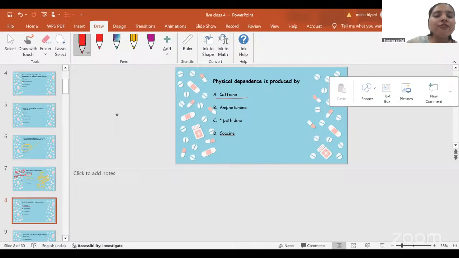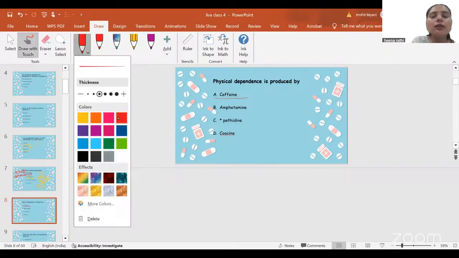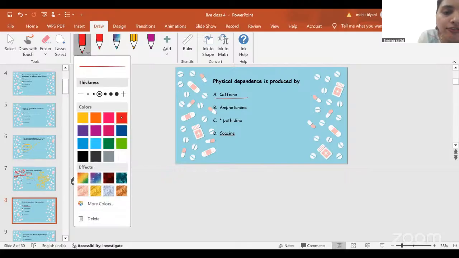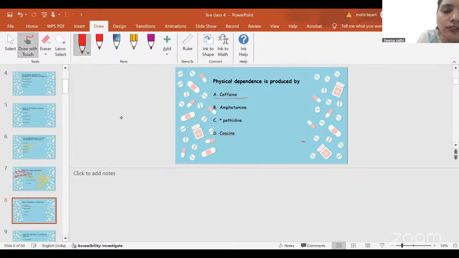Second is the amphetamine. What is amphetamine? Amphetamine is a CNS stimulant drug which is a norepinephrine reuptake inhibitor, which is going to increase the norepinephrine content in the body. Whenever there is an increase in the norepinephrine, it will give several effects in the body.